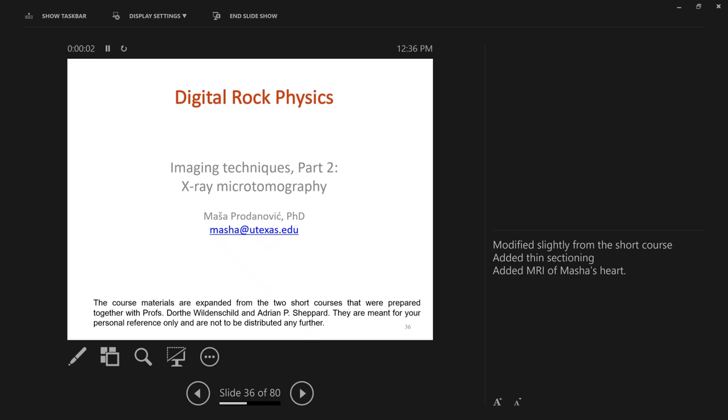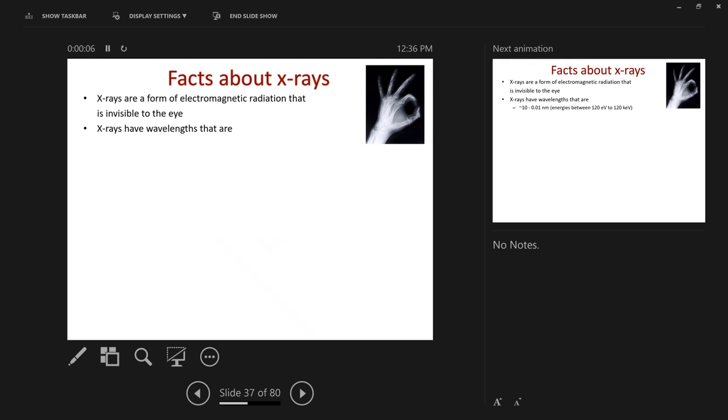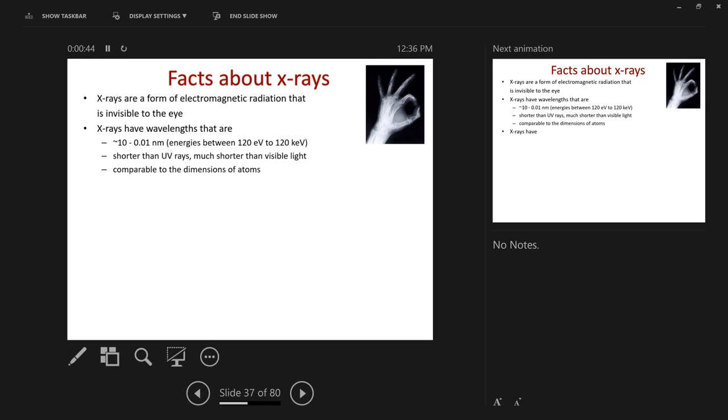Let me do a little more detail on microtomography and developments of X-ray. Again, X-rays are one form of electromagnetic radiation, and no matter which imaging you're doing, you're using one part of the electromagnetic spectrum, and they are invisible to the eye, as is most of the spectrum. They have wavelengths anywhere between 0.01 and 10 nanometers, and the energies go from 120 electron volts to 120 kilo electron volts. They're shorter than UV rays and much shorter than visible light, and therefore they can penetrate deeper. They're comparable to some dimensions of the atoms, and a little bit larger than that.